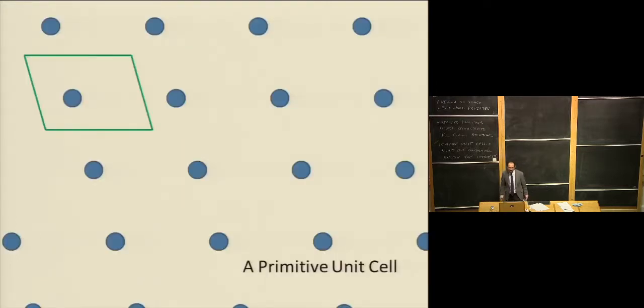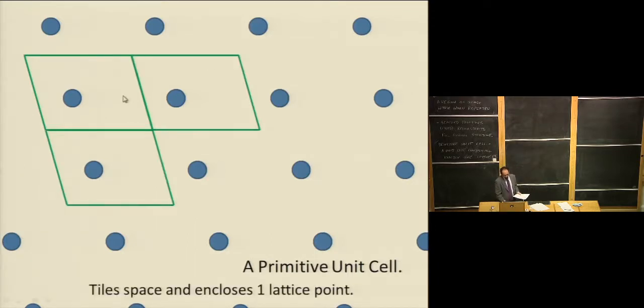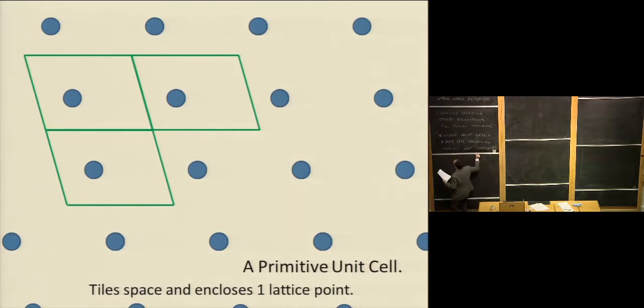I guess here's another case. Here's a nice lattice. This is a primitive unit cell because you can tile all of space with it, you put them together, and each unit cell contains one lattice point. However, one should be warned that the primitive unit cell is not unique.